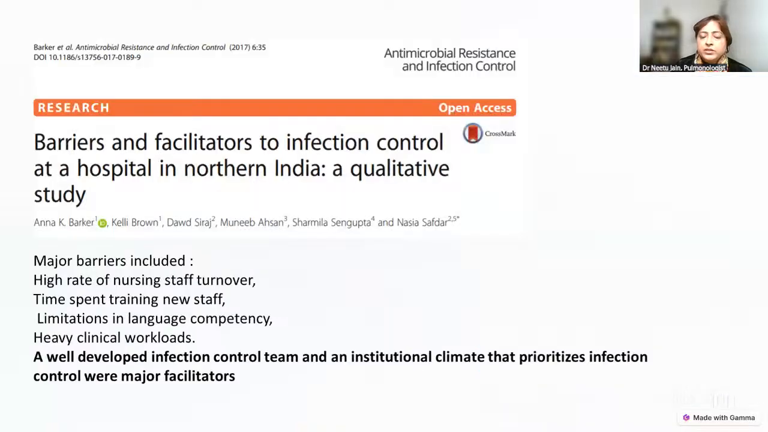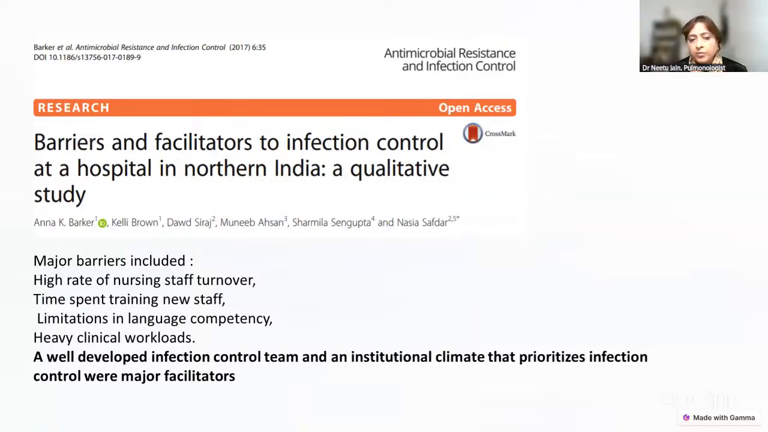Major barriers. This study looked at what the barriers towards infection control are. You must retain your nursing staff, because if you are not able to retain your nursing staff, then you will spend a lot of time training new staff, a lot of time for that staff to imbibe whatever you need from them, or there will be a lack of infection control in the ICU.